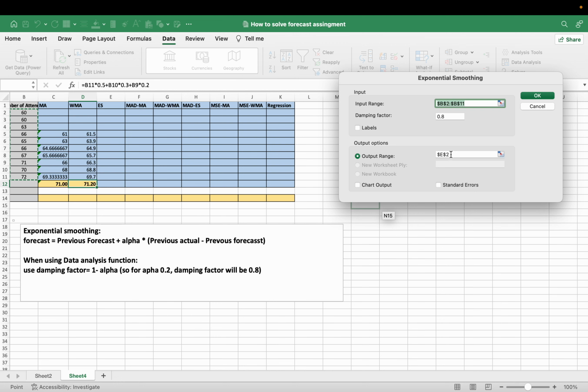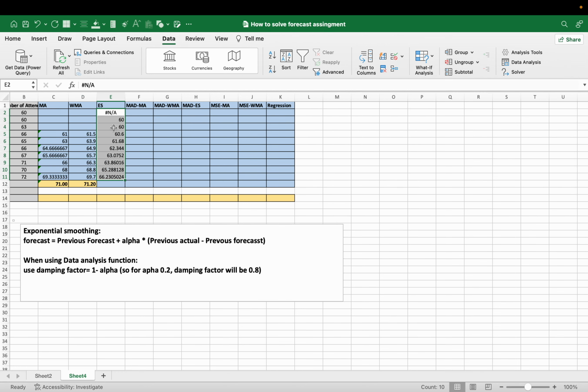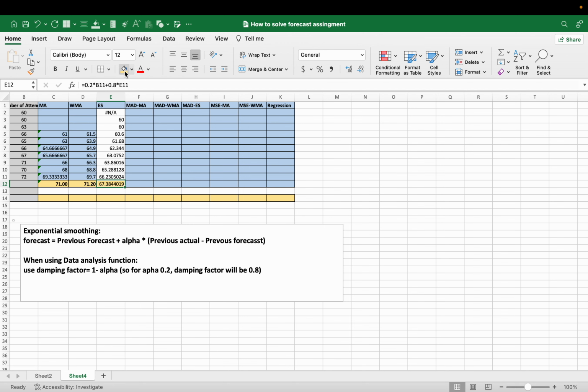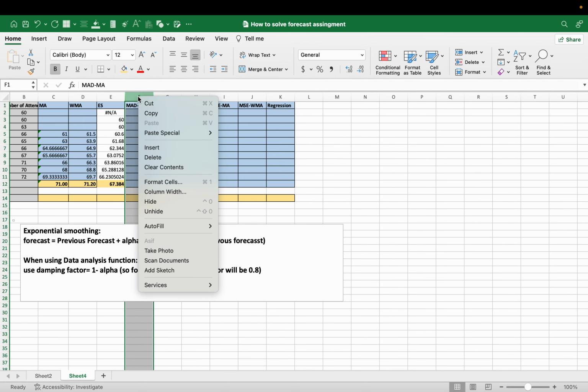And then it says where you want your answer to appear. We want our answer to appear here, and if I click OK, it will give me this forecast using exponential smoothing. Again I can drag it by 1 point, and that gives me the exponential smoothing forecast for the 11th period, that's 67.38.